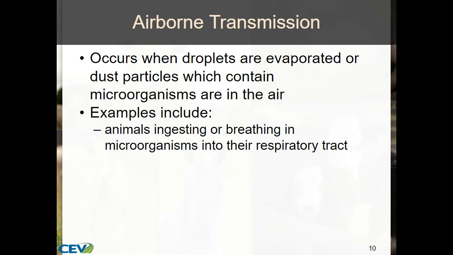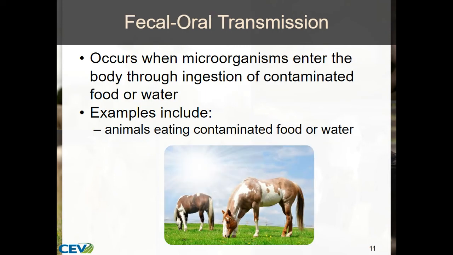Airborne transmission is pretty similar. It happens mostly due to the same thing, but this happens when those droplets start to evaporate, or dust particles hanging in the air contain microorganisms. Animals will breathe those in, or it might settle onto feed and then they eat that feed and it gets into their body, gets into their respiratory tract as they're breathing, and then they can get sick again from that.